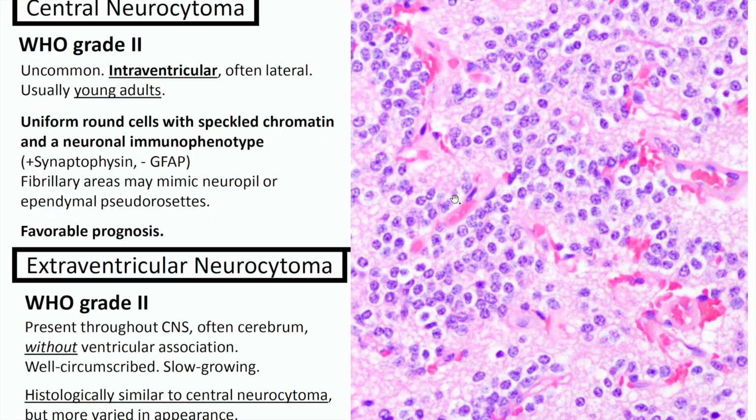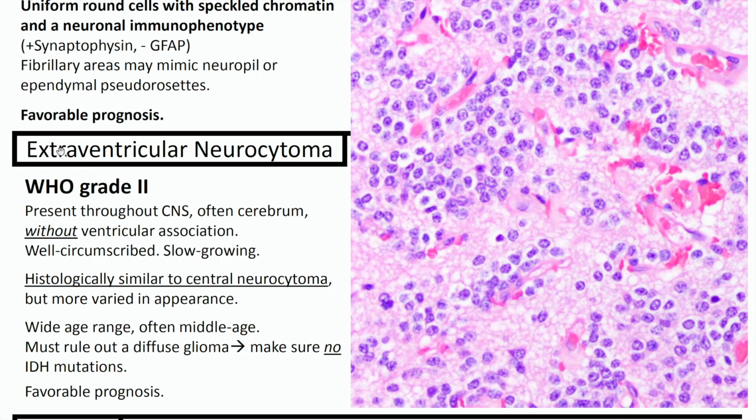Next up, we've got central neurocytoma. This is a WHO grade 2 lesion, uncommon, intraventricular, and often lateral, usually occurring in young adults. There's uniform round cells with speckled chromatin and a neuronal immunophenotype, which would stand for synaptophysin and negative for GFAP. Fibrillary areas may mimic neuropil or ependymal pseudorosettes. And central neurocytomas have a favorable prognosis.